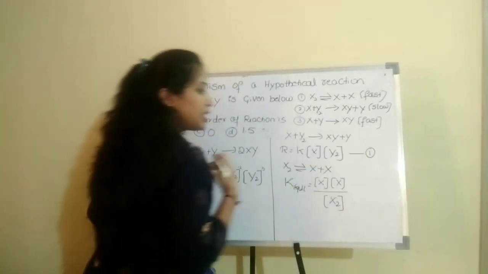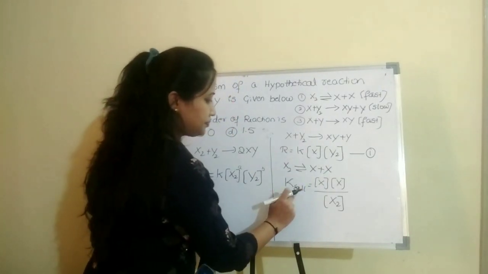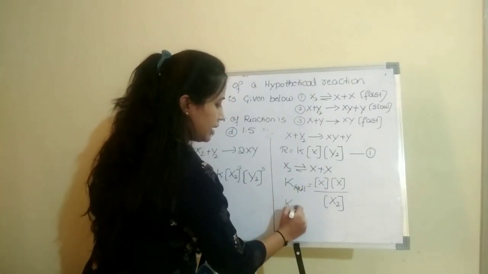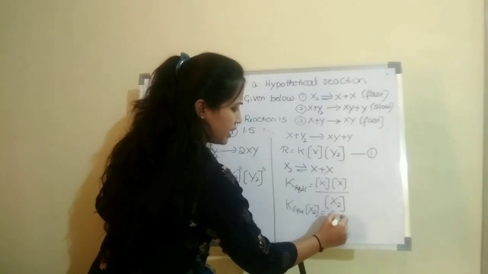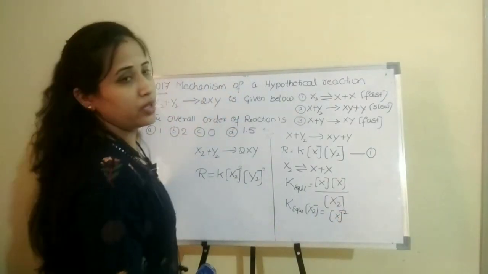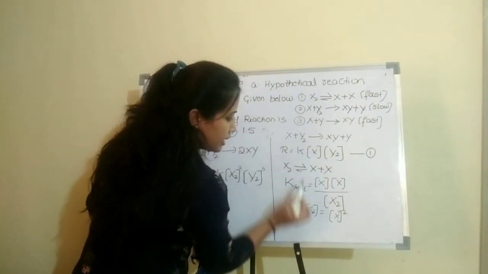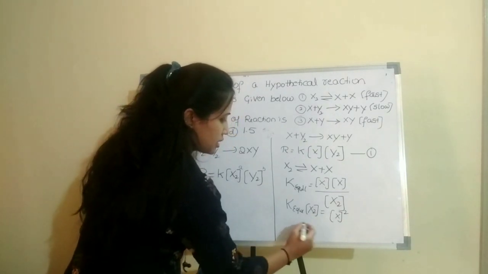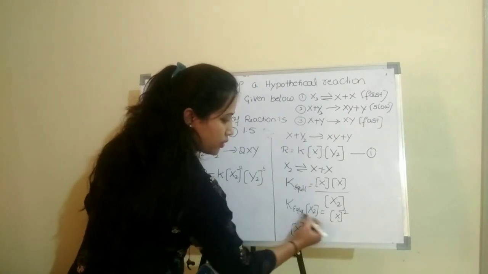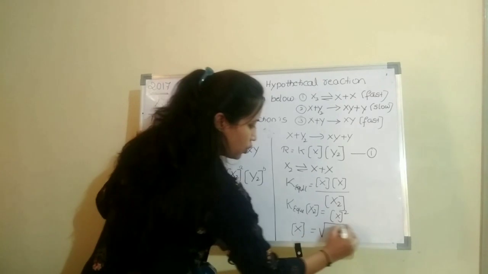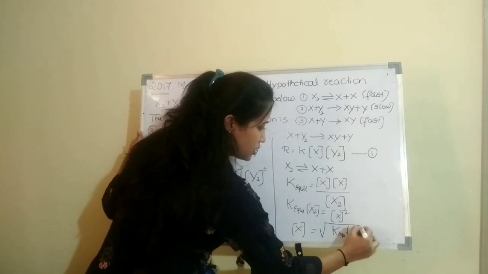Now exactly what we want here is the term X. So can I take K equilibrium into X2 is equal to X into X? Can I write this as X square? Of course we can. Now in place of X, can I substitute these two values? Obviously. So X is equal to, if I take the square over here, it becomes the square root of K equilibrium into concentration of X2.